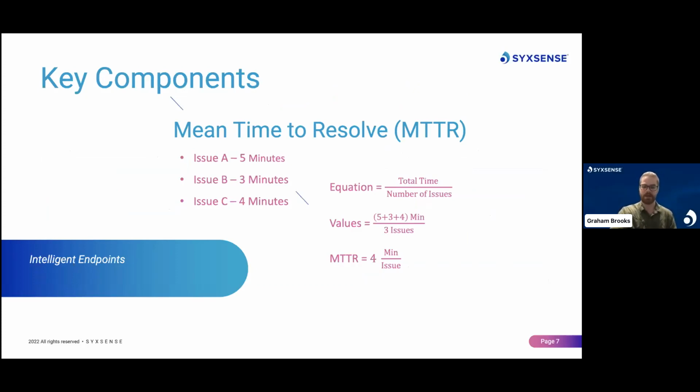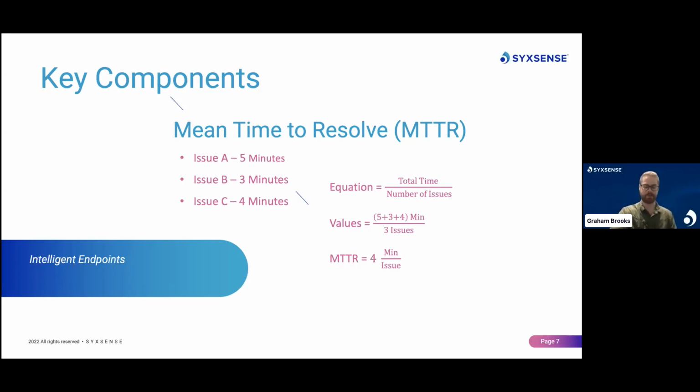The MTTR is calculated by measuring the total time spent from the start of a set of issues to the time that those issues are resolved. This value is then divided by the total frequency of issues. For example, here I've got issue A taking 5 minutes, issue B taking 3 minutes, and issue C taking 4 minutes. Then I can see that I've got 3 problems. So if we take 5 plus 3 plus 4, that's going to be, what, 12 minutes divided by 3. You have your MTTR set at 4 minutes per issue.